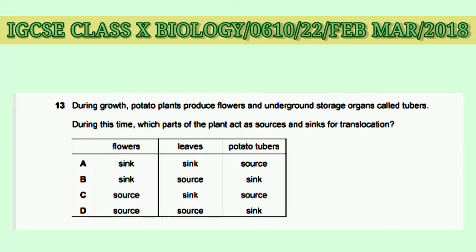Let's do question 13. During growth, potato plants produce flowers and underground storage organs called tubers. During this time, which parts of the plant act as sources and sinks for translocation? Part of the plant where food is prepared by photosynthesis is source. So here leaves are source. The parts where the food prepared is translocated are sink. So here flowers and potato tubers will be sink. Option B, flowers, tubers, sink and leaf source is the correct answer.